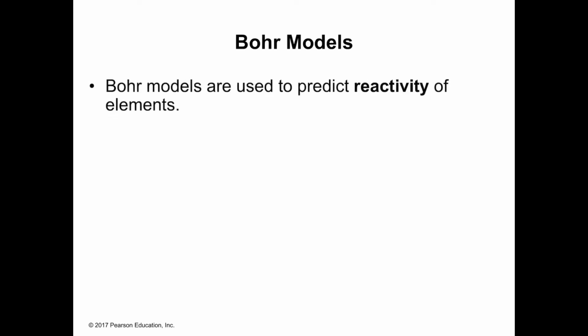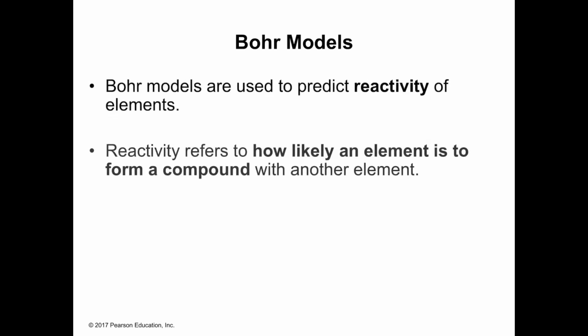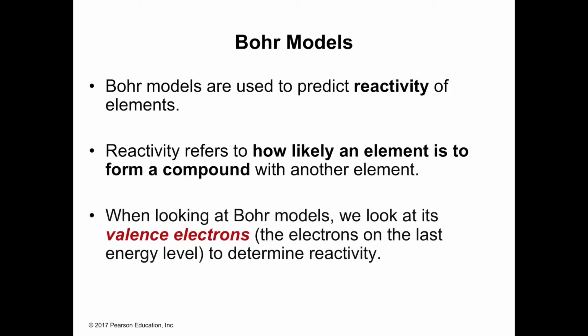So Bohr models, like I said, are used to predict reactivity of elements because they're going to show how the electrons are arranged in that atom. And those electrons have everything to do with how the element reacts. And when we talk about reactivity, we refer to how likely that element is to form a compound with another element. So this is going to be really useful when we get into bonding in the next chapter. When we're looking at Bohr models, we're going to look at the valence electrons, which are the electrons on that last energy level, and those will tell us how the element is going to react.